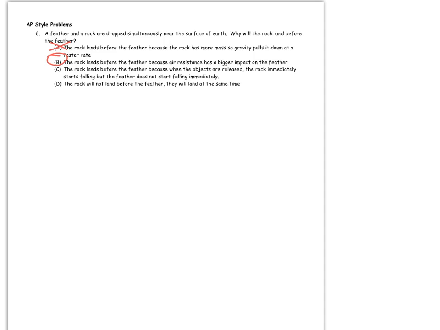The rock lands before because the rock starts falling immediately and the feather does not start falling immediately. That is not true. They both start falling immediately due to gravity. And then the last one, the rock will not land before the feather. They will land at the same time. Well, if we account for air resistance, then that is not the case. In a vacuum, though, that would be true.